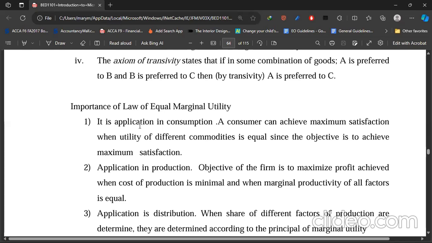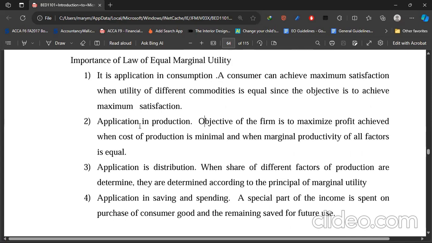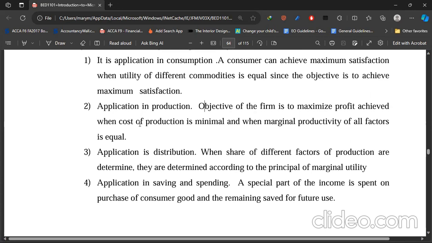Now, when you look at the importance of the law of equal marginal utility, number 1, we are saying it is application in consumption. A consumer can achieve maximum satisfaction when the marginal utility of different commodities is equal, since the objective is to achieve maximum satisfaction. Number 2, application in production. The objective of a firm is to maximize profits, achieved when the cost of production is minimal and when the marginal productivity of all factors is equal. I think these ones I was able to explain.